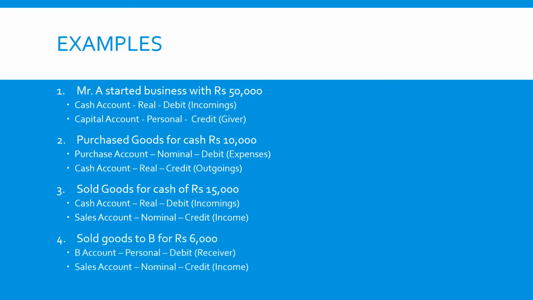Let's go for one more example. Sold goods to B for rupees 6,000. Here B is the person who is receiving the goods, and it's a personal account, so we are debiting the receiver. We are debiting B account, and sales has happened, which is a nominal account, so we are crediting the sales account.